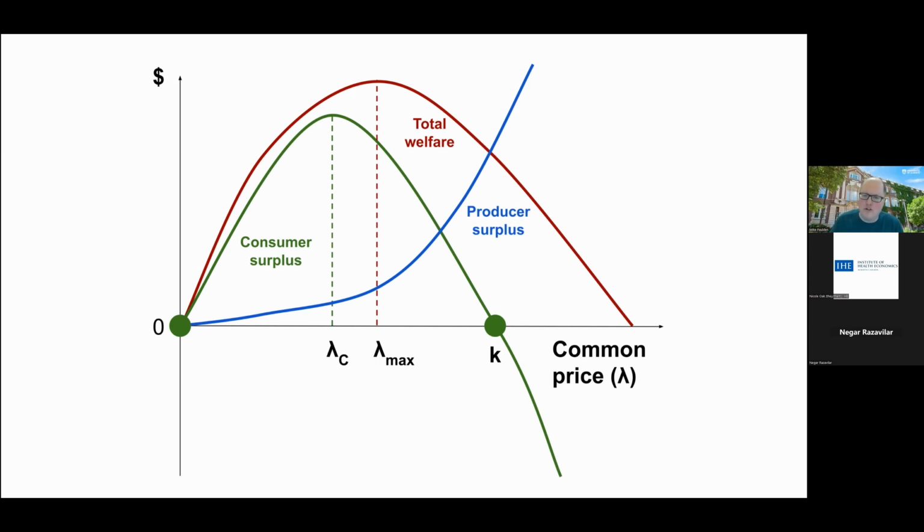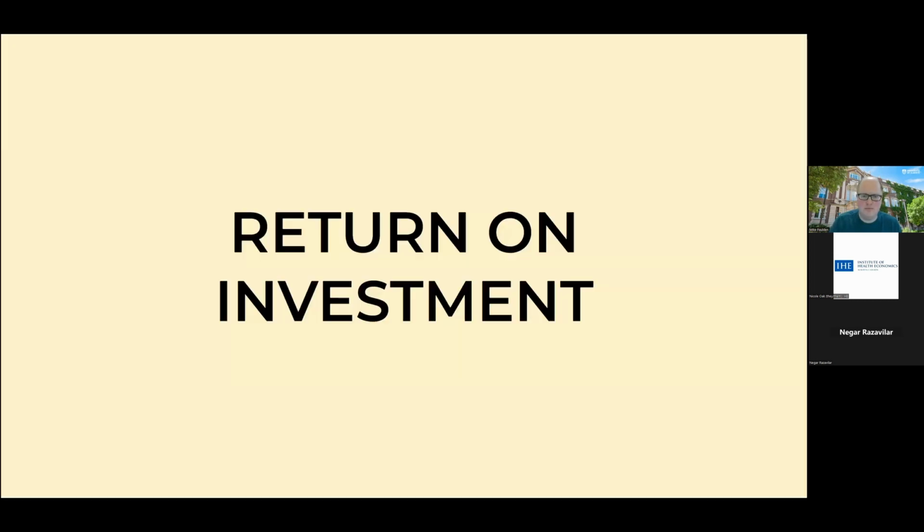But in general, I think there are good reasons why K would be lower than V. So that's why it's been plotted in that way. We just have a couple of minutes left here. I'm going to talk about return on investment.